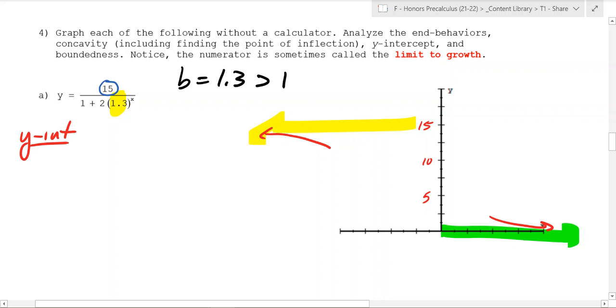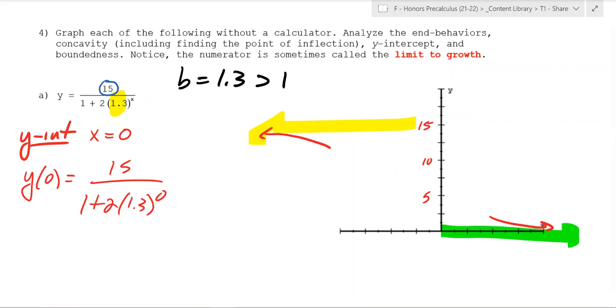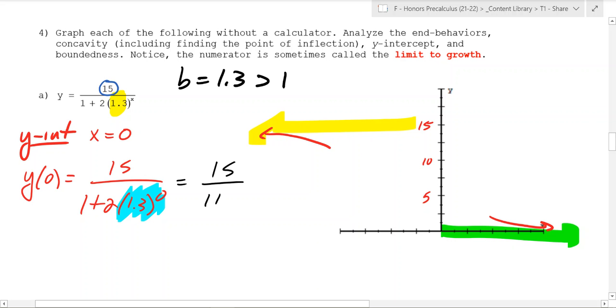To find the y-intercept, that's when x is 0. So y of 0 is equal to 15 over 1 plus 2 times 1.3 to the 0. This right here is just 1, so it's going to be 15 over 1 plus 2, which is 15 over 3, which is 5. So the intercept is actually right there. So we can extend this curve right there to go just like this.